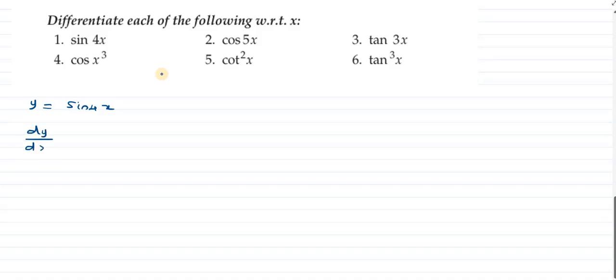So first, what did I say? First, find out the power, function, angle. Power in this is what? Power is 1. Sine 4x only they have given. So power is 1 only, so we need not worry about it.